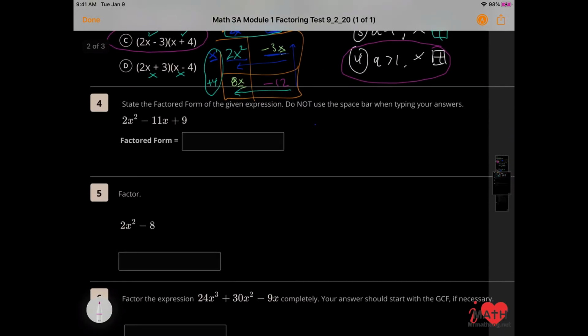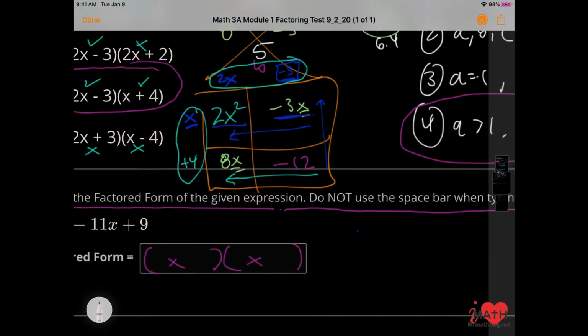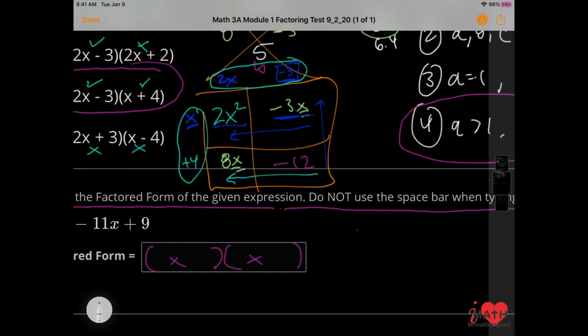Okay. Question number 4. State the factored form of the given expression. Do not use the spacebar when typing your answers. Okay, so basically, if you think about it, my answer is going to look something like this. Now, we are going to very soon do the opposite.